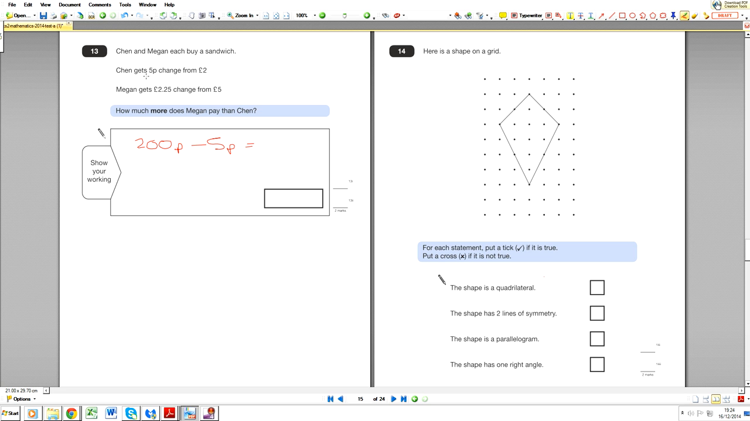So Chen gets 5p change. That's already done for us. Megan gets £2.25 change from £5. How much more does Megan pay than Chen? So we're working out how much they paid for the items. Chen paid how much for her item? 195 pence or £1.95.